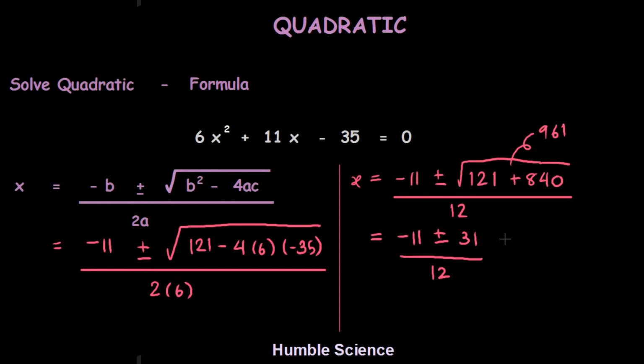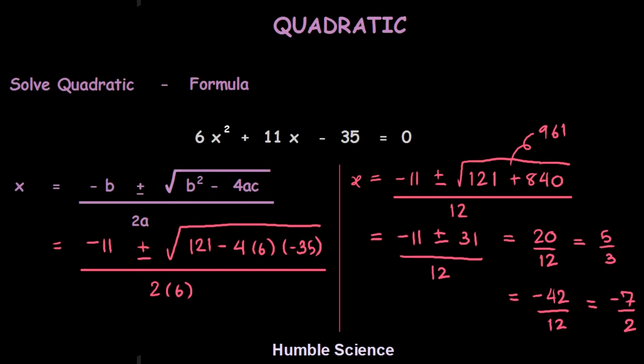If it is minus 11 plus 31 divided by 12, we're going to have 20 over 12, and that's equal to 5 over 3. Or minus 11 minus 31 divided by 12 gives us minus 42 divided by 12, and it's going to be minus 7 over 2. So the answer is going to be 5 over 3 or minus 7 over 2.